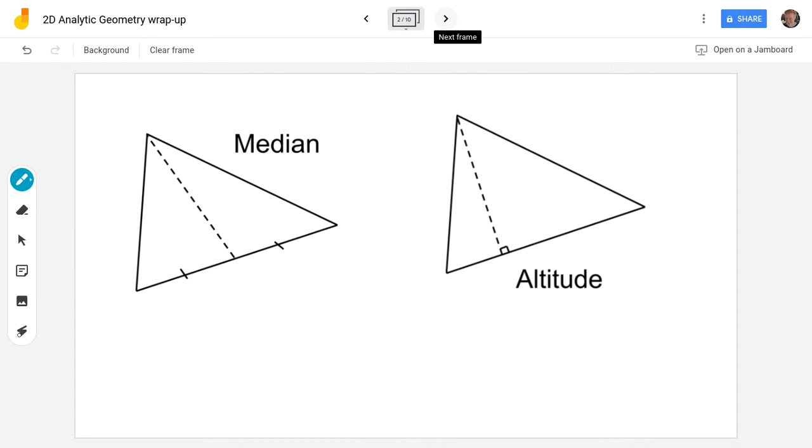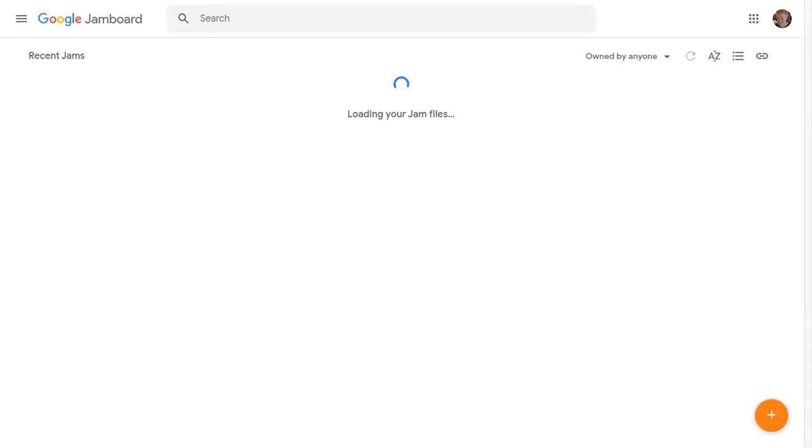So the next things that you might have seen by now are the median and the altitude. What the median does is it goes from one vertex of the triangle to the midpoint of the opposite side. So this midpoint cuts this side in half into two equal pieces, and the midpoint here joins up with the vertex that's opposite to it. So you can find the midpoint of any of the sides. You can cut this one into two equal pieces approximately here and join it up with this midpoint over here. And again for the other side.